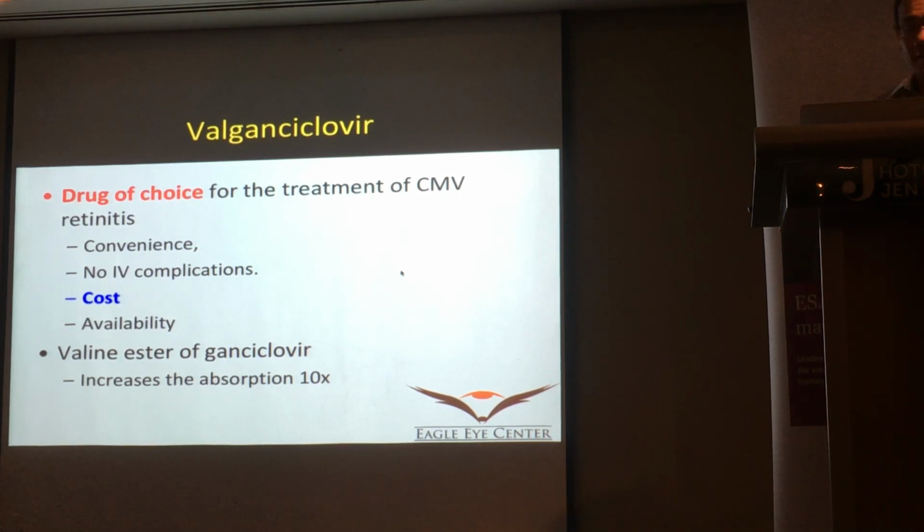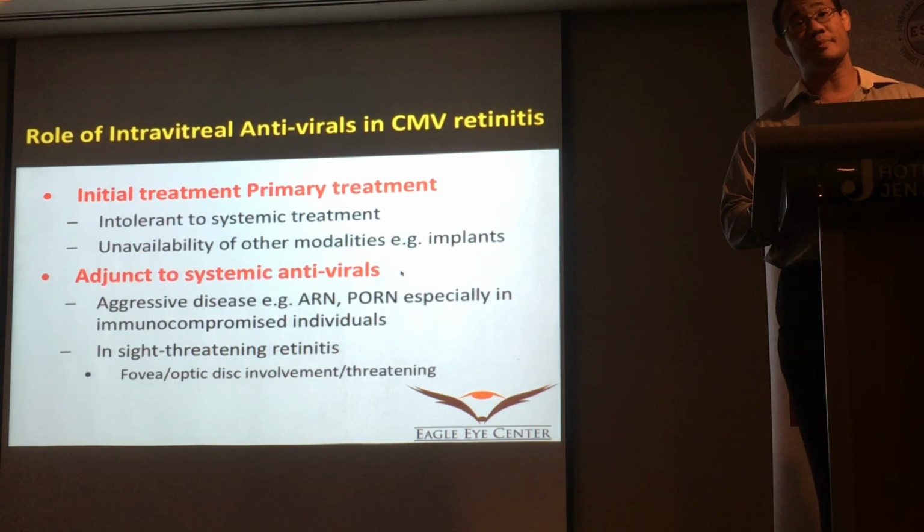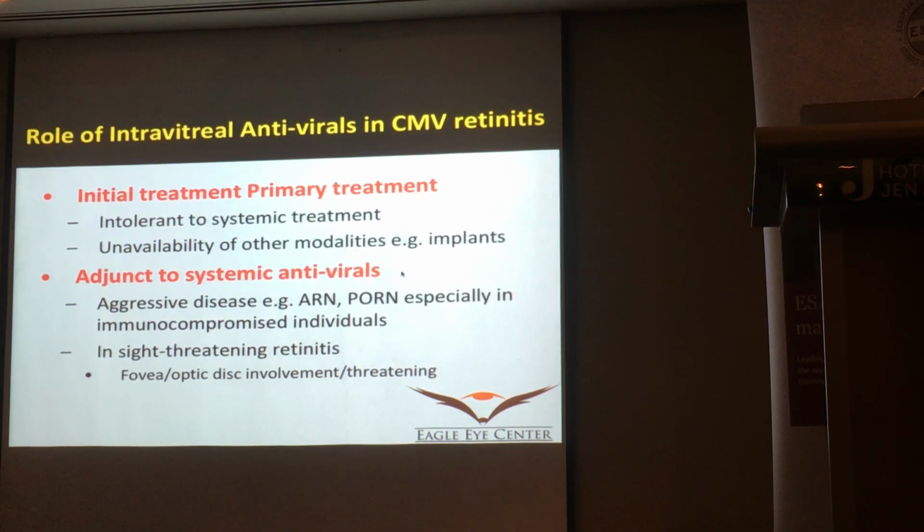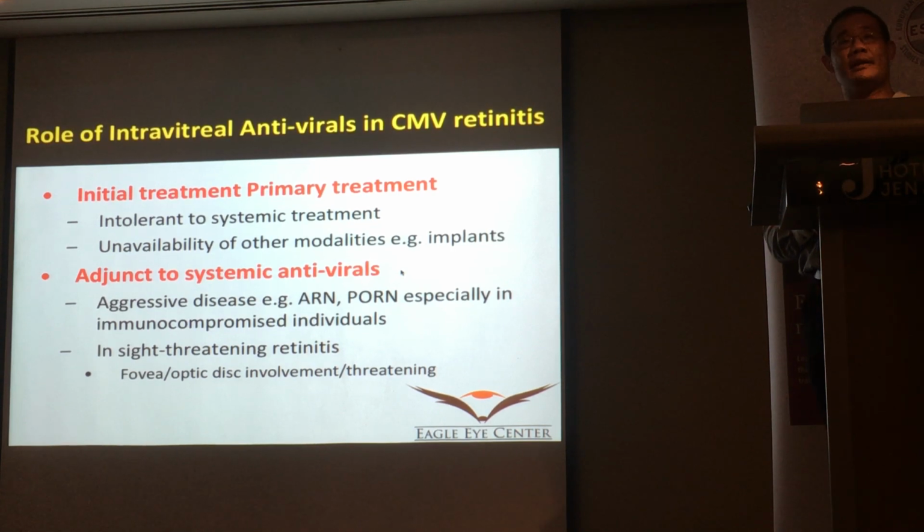It's really an ester of ganciclovir that has an increased bioavailability of more than 10 times compared to oral ganciclovir. There used to be an oral ganciclovir, but the bioavailability was really very poor. With oral valganciclovir, is there any role for intravitreal? Well, yes. It can be used for initial primary treatment if the patient is intolerant to systemic treatment for any reason, such as contraindications where their bloods are really poor or kidneys are bad, where other modalities such as implants or the drug are not available, or as an adjunct to the systemic medication, especially if we present with something very aggressive.